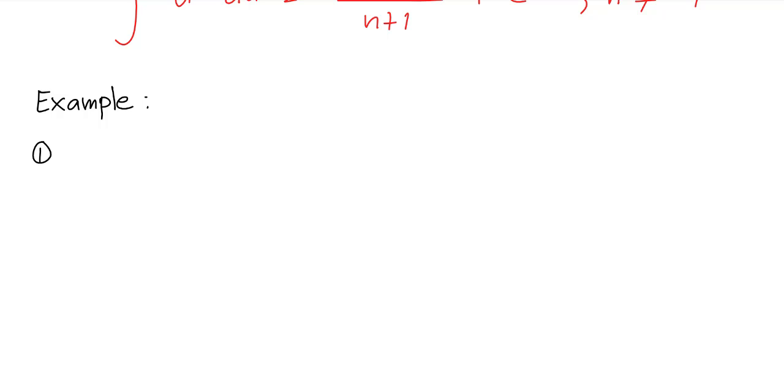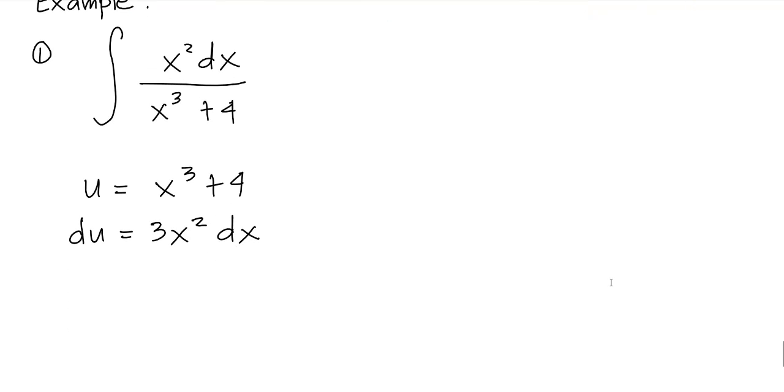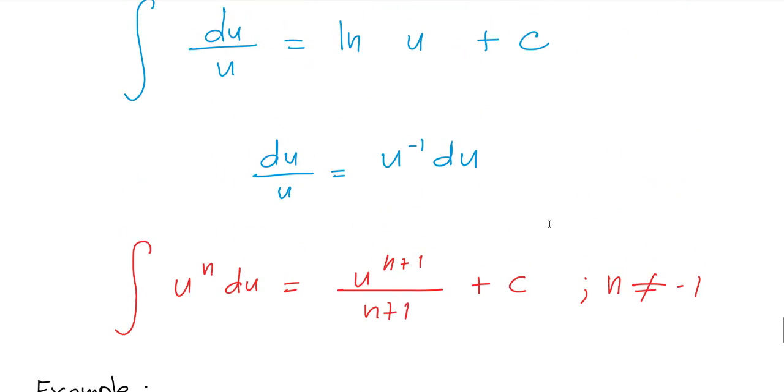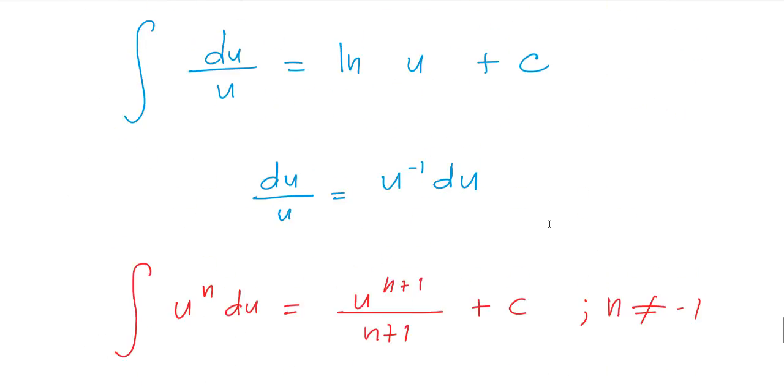This would be number 1, the integral of x squared dx over x cubed plus 4. So our u here is equal to x cubed plus 4, du is equal to 3x squared dx, and we can write this into the integral of x cubed plus 4 raised to negative 1 times x squared dx. So we can apply the integral of a logarithmic function, because it follows that form, du over u.